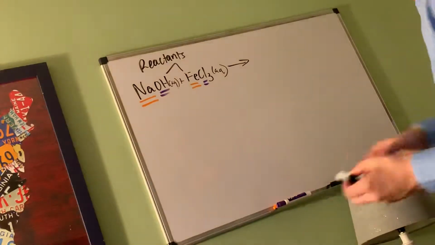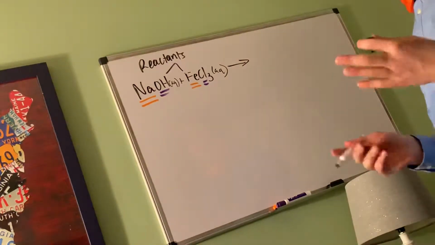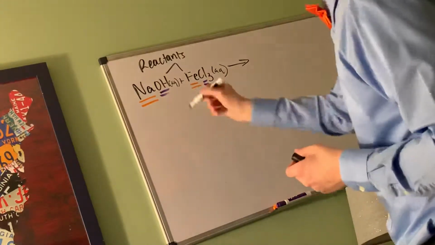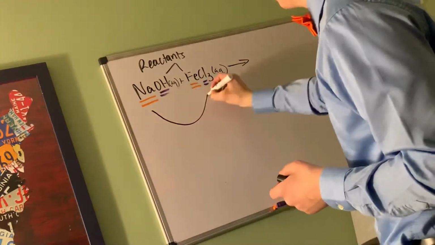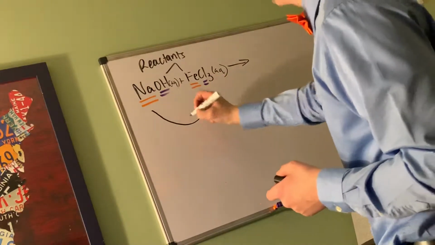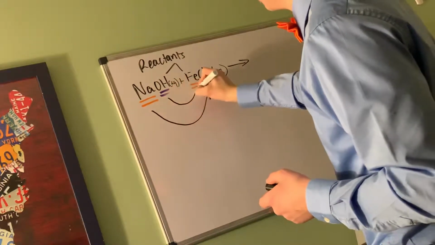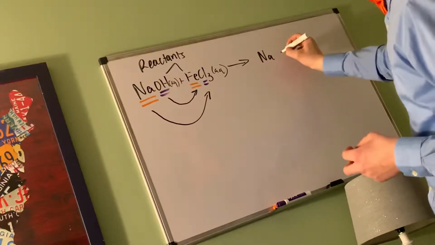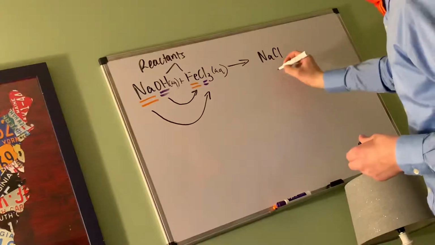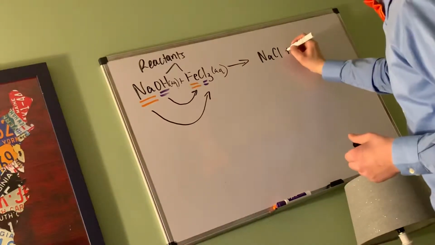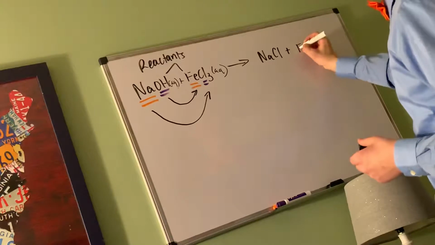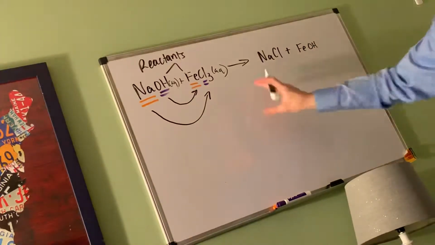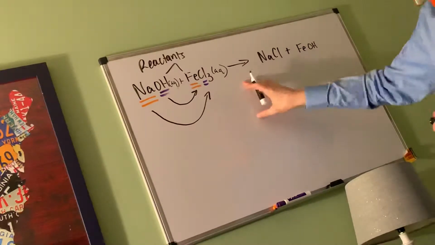Now, we are going to switch each metal and nonmetal together. So what that's going to look like is we're going to have sodium and chlorine together, and hydroxide and iron together. So Na, Cl, plus Fe.